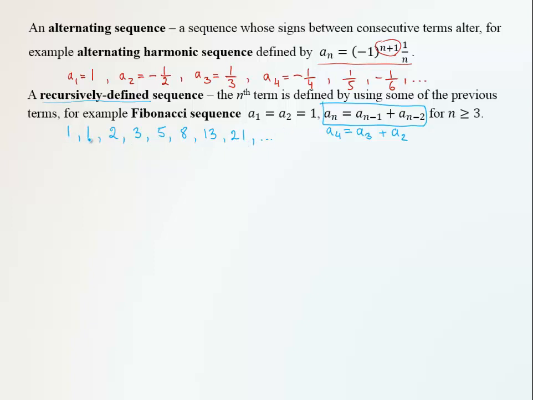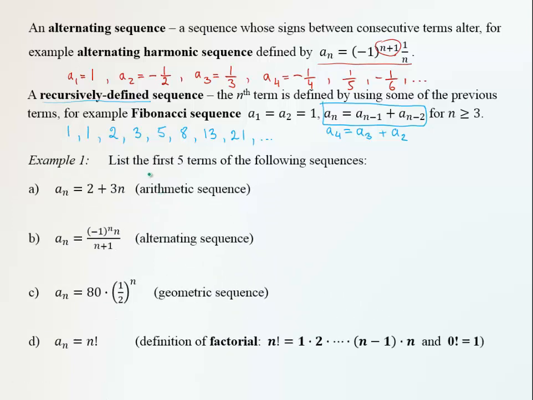This is the standard one, starting from two ones, but we could actually start from any two numbers as long as we follow this recipe. To get the next term, add the two previous terms. Such sequences are called Fibonacci sequences.